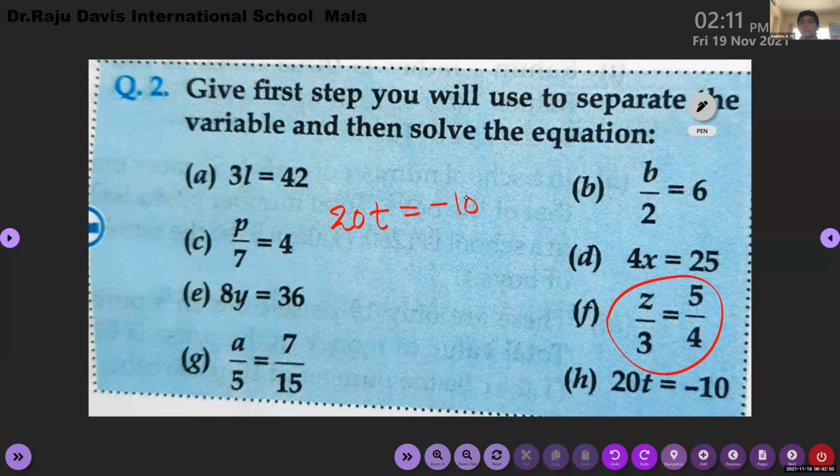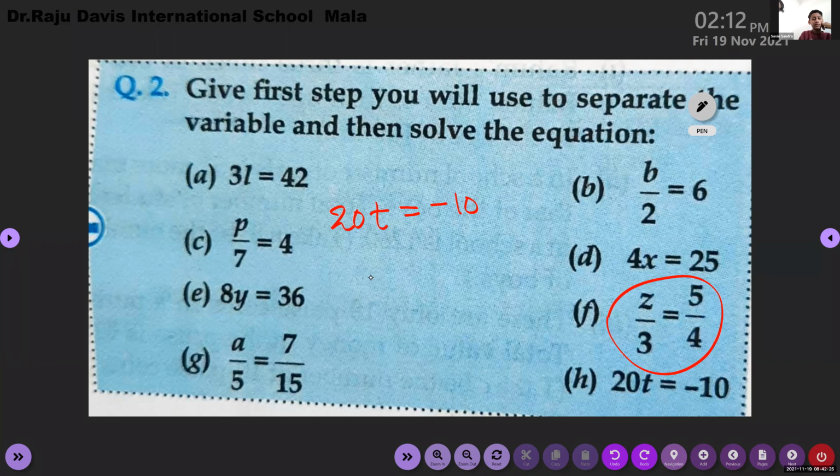Savio and Sandra is there, no? Savio, come on, answer it. Ma'am, now 20t is equal to negative 10. How are you going to answer it? Ma'am, 10 by 20.